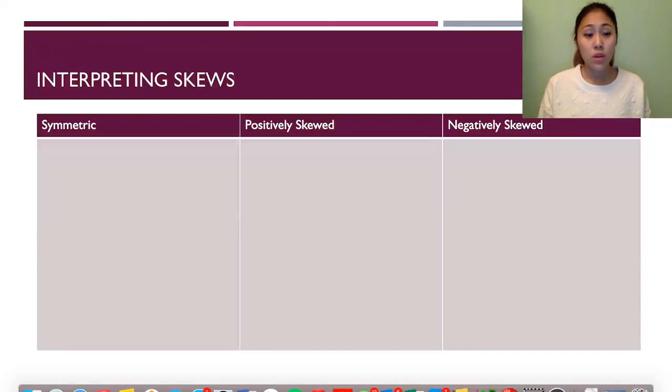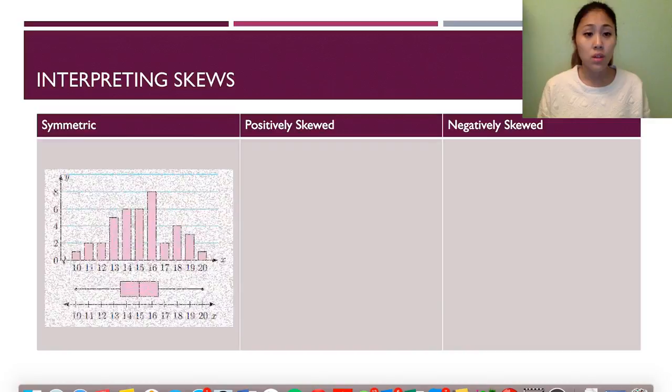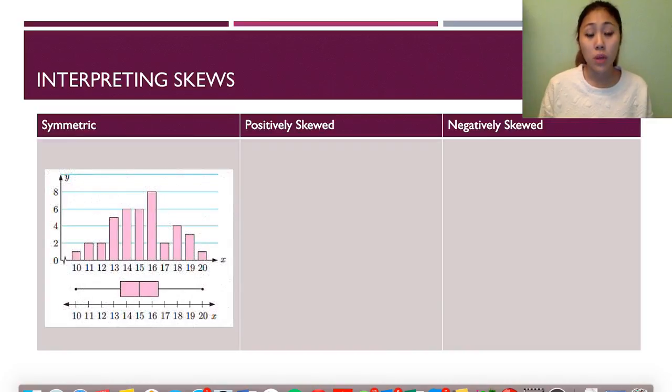Interpreting skews. We've learned about skews, whether it is positively skewed or negatively skewed, and if there isn't a skew, then it's symmetric. Here's an example of box and whisker representing symmetric data sets that are plotted on a column graph. As you can see, this column graph is describing discrete data, right? Because there are gaps in between our columns.